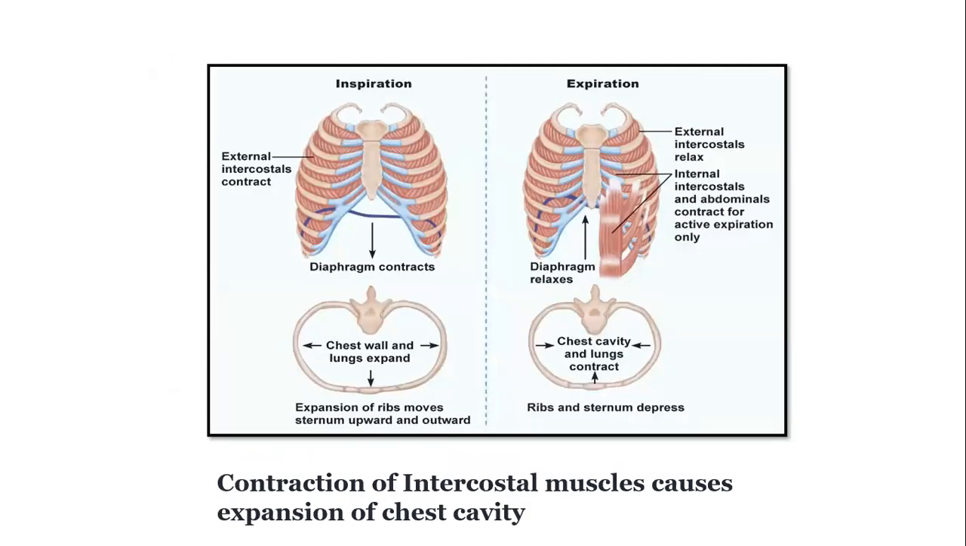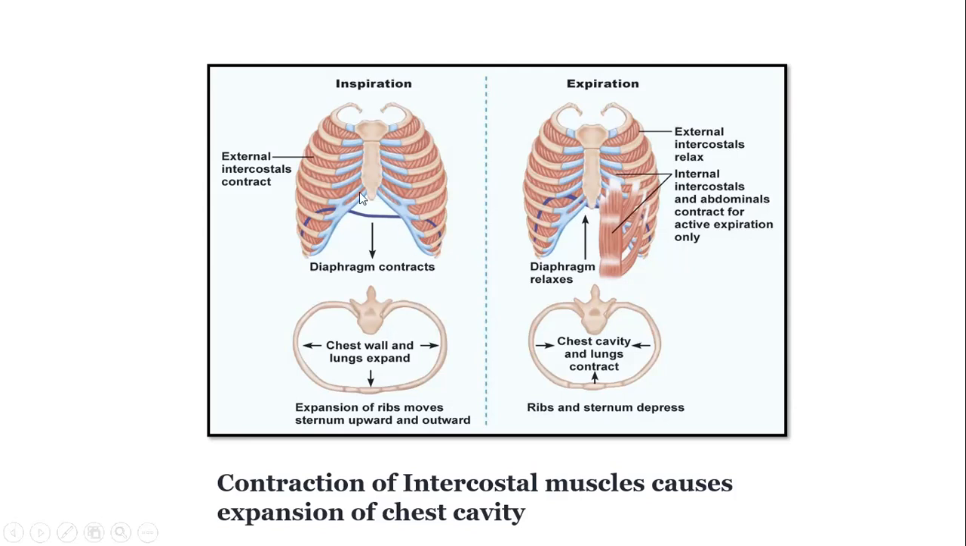Now, intercostal muscles are muscles present within the rib cage. When the intercostal muscle contracts, it lifts up the ribs and the sternum. Now, sternum is a bone present in the interior portion of the chest wall. Now, when this happens, there is an increase in the volume of the chest cavity. That is, the chest cavity undergoes expansion. So the lungs get filled with air as negative pressure is created inside.